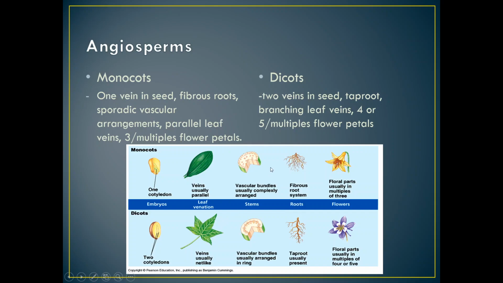In their vascular bundles, so in their twigs and branches and stems, you can see there's different patterns. So in dicots, they're arranged in a ring. These are the vascular bundles here. And then in monocots, they're more sporadically placed apart.